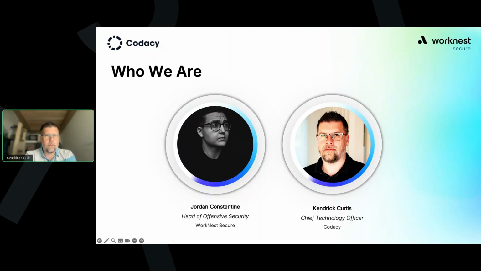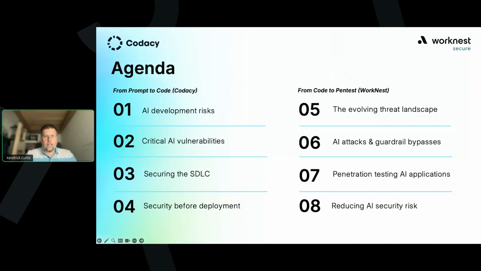Okay, so what are we talking about today? On the agenda, we're going to cover 2 sections. Myself, I'll be talking to you from prompt to code, what the 4 biggest vulnerabilities in AI-assisted development are at the moment. And then Jordan will follow with from code to pentest, what is actually happening once your code is actually compiled and executing in production. And as I say, at the end there will be a chance for Q&A, but please feel free to chip in with questions as we go along as well. So let's begin.